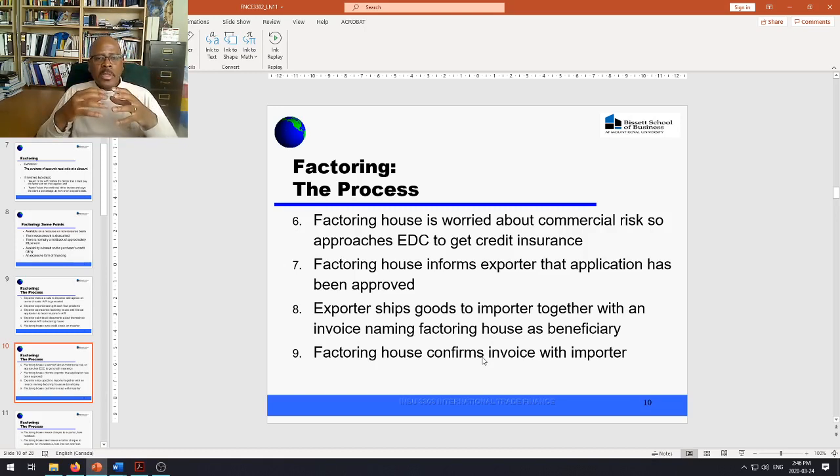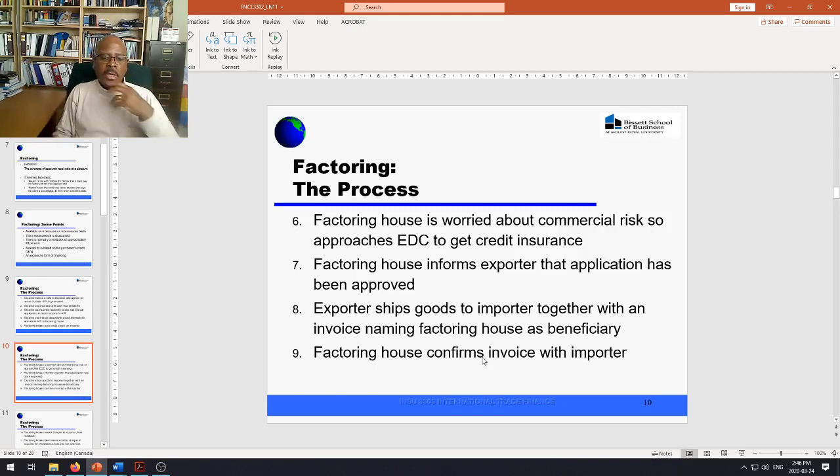Once that happens, once the factoring house has done its due diligence and possibly got credit insurance, the factoring house then informs the exporter that the application has been approved. The exporter sends the goods over. The factoring house confirms the invoice, essentially. Now, of course, when the exporter sends the goods over, the exporter will let the importer know that payment should not be made to the exporter, but instead payment should be made to the factoring house.